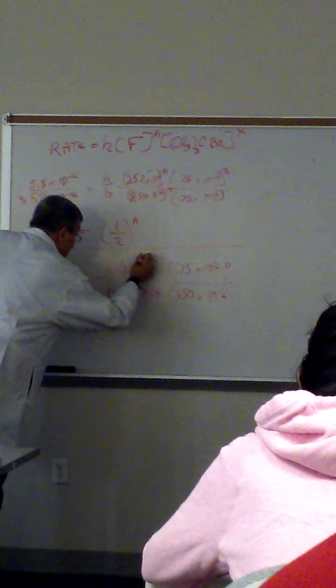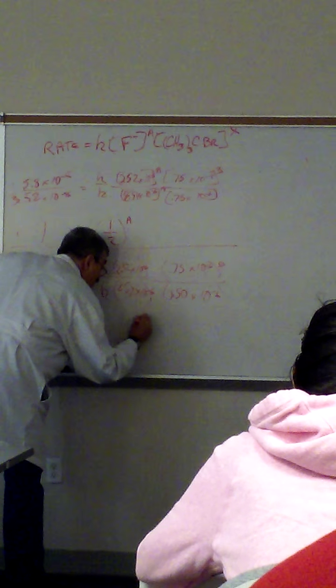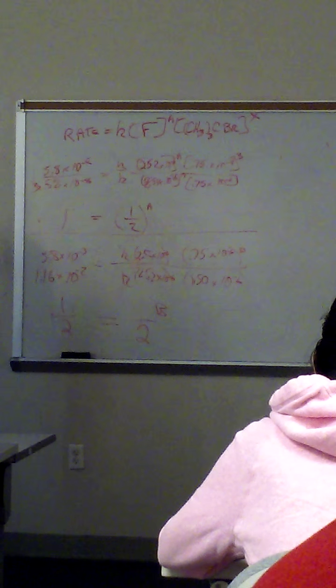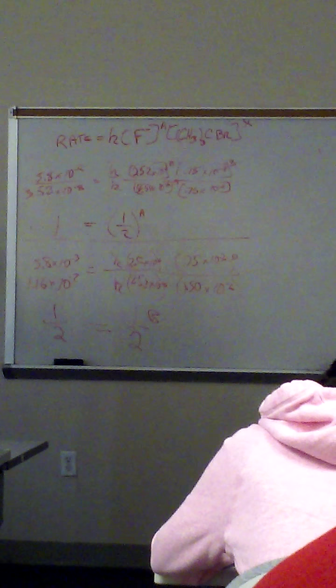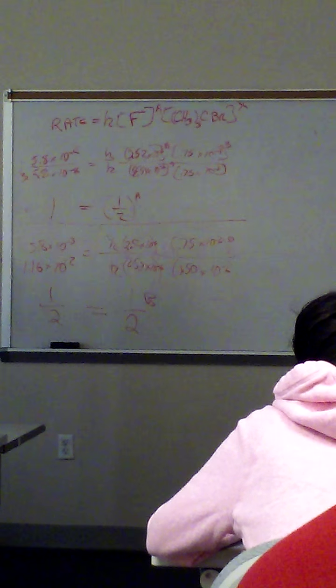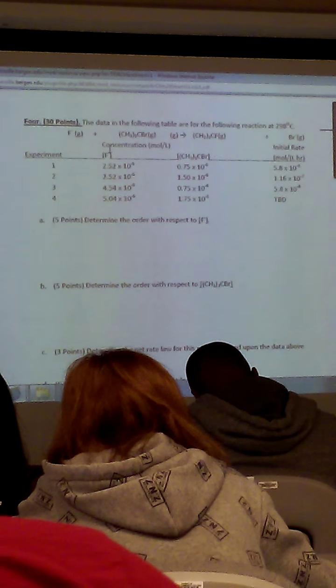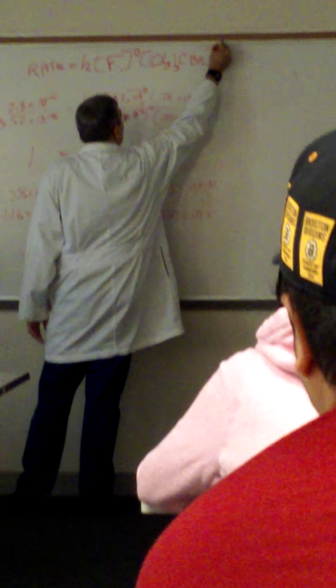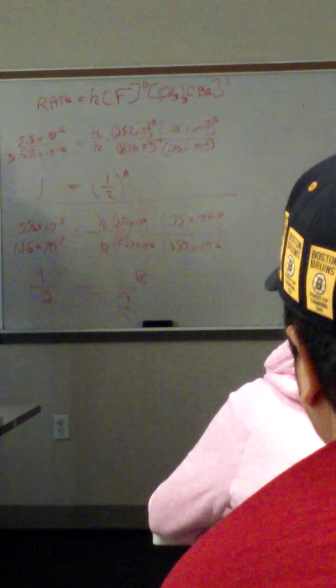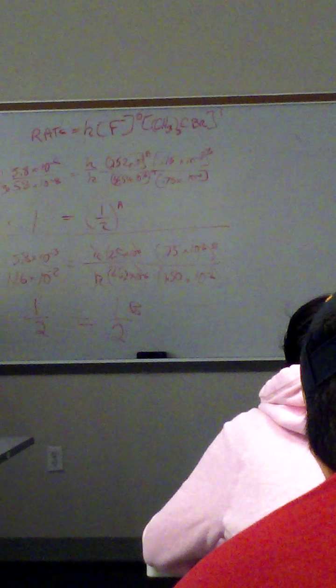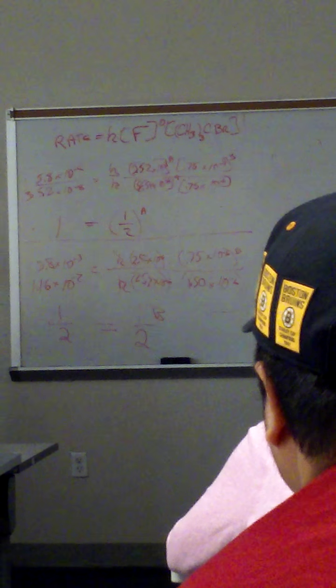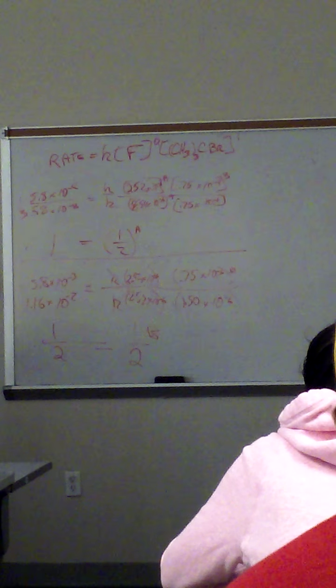Is equal to, drops out, 1 over 2 to the B. What is B equal to? So it's first order with respect to the alkyl halide. Correct? Okay. So here's the rate law. 0 and 1. If it's 0, you don't have to put it in, or you could put it in with a 0. It doesn't matter. It means the same thing.